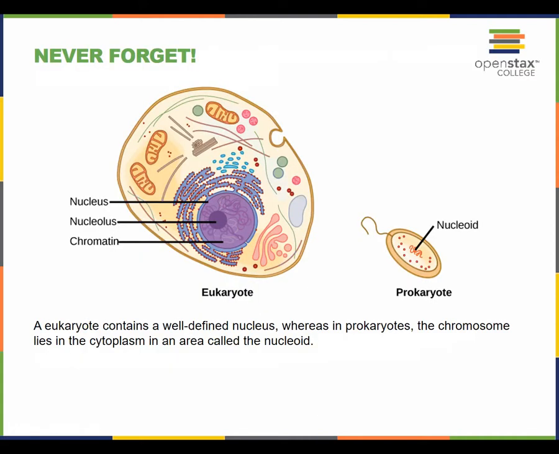Of course, we know that DNA makes up the chromosomes that are inside the nucleus of a eukaryotic organism, or the chromosome that is found in a location in the prokaryote called the nucleoid region.